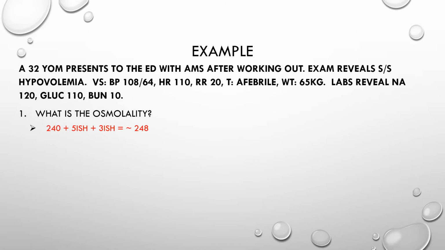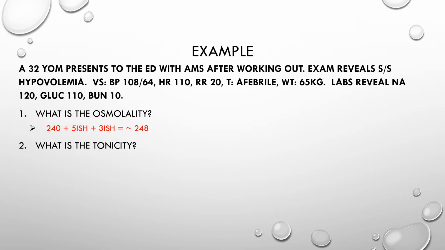So if you calculate this out, 2 times the sodium would be around 240. And then if you took the glucose, that would be around 5. And then the BUN divided by 3 would be around 3. So then their osmolality would be around 248. But remember, this reflects effective plus ineffective osmoles.